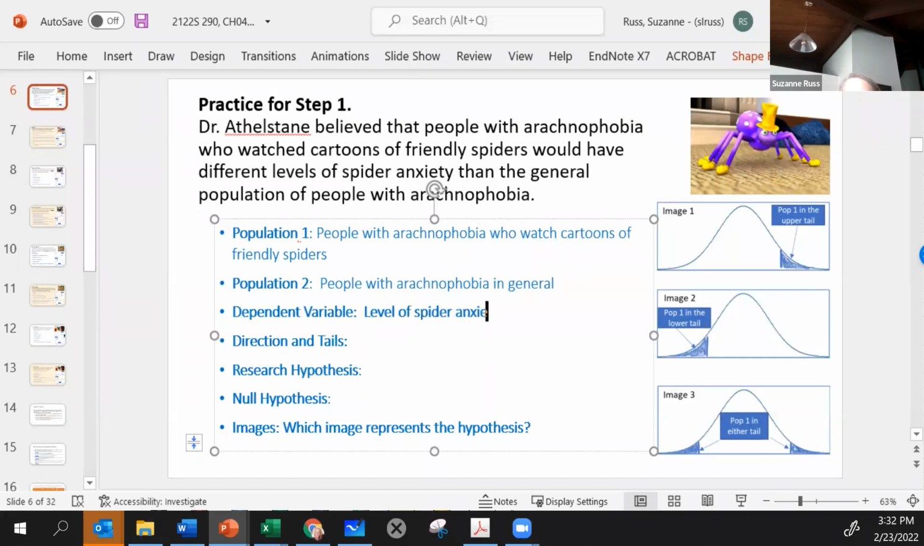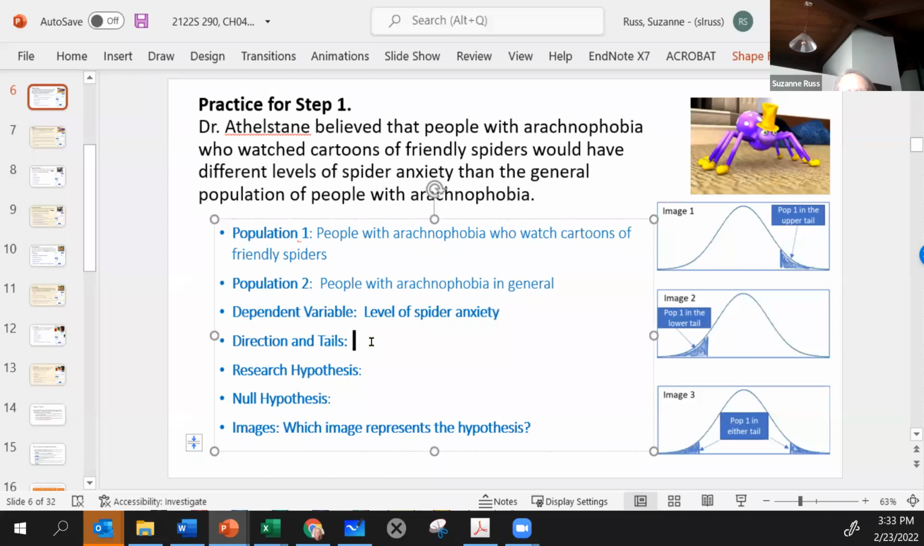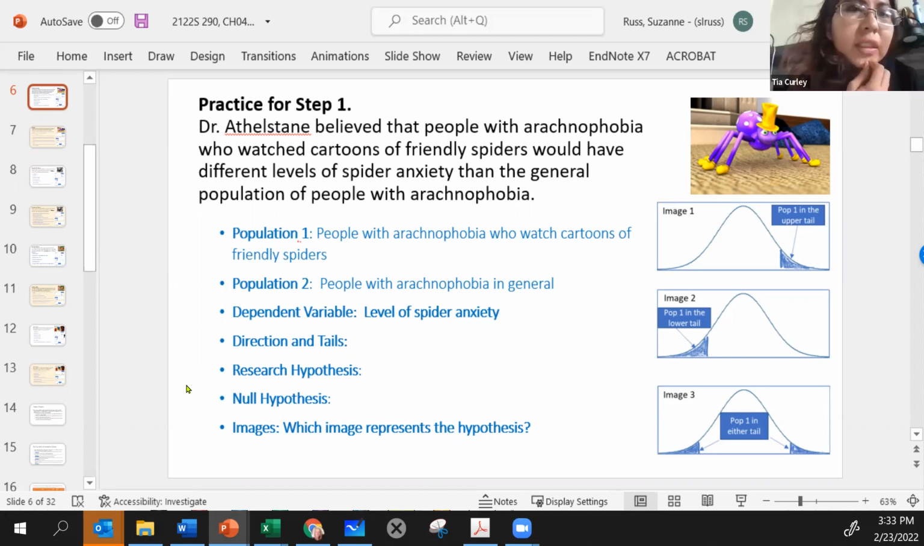Level of spider anxiety. And how about this direction? Does she think that the people who watch cartoons will have more anxiety, or does she think that they will have less anxiety, or will the anxiety just be different in some way? What's stated? And let's ask Tia. Her anxiety will probably be still there, but lower. Okay, that's what you think, but what does this researcher hypothesize? What does she state in her hypothesis? That the levels will be greater, or the anxiety will be less, or the anxiety will just be different? It's going to be different. Just different.